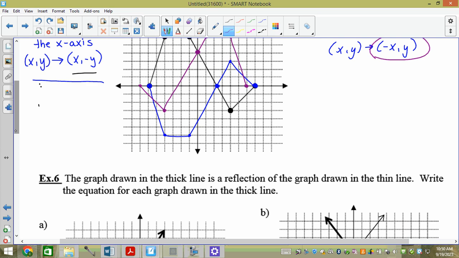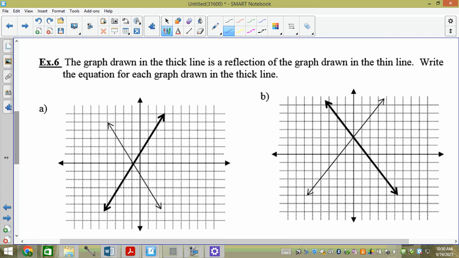Then here it says the graph drawn in the thick line is a reflection of the graph drawn in the thin line. Write the equation of each graph drawn in the thick line. So the thick line is the new one. We'll just assume, because they would have to label it, that this one is f of x, and so is this one. Or y equals f of x.